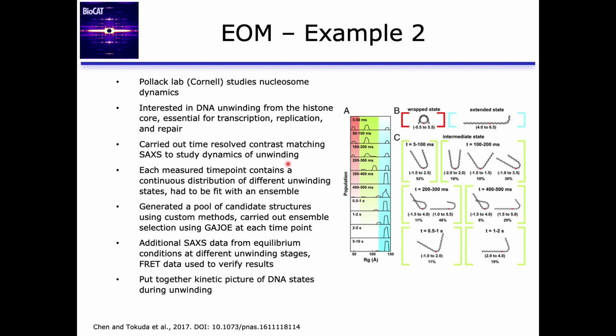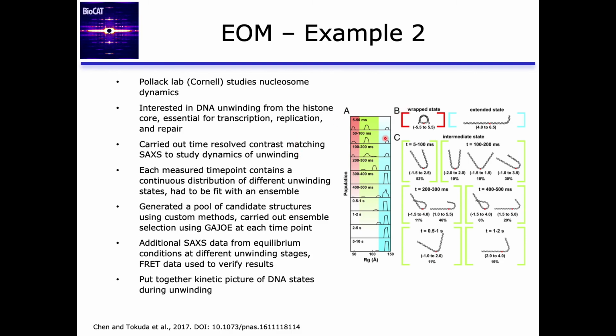They measured a range of time points, which you can see in this figure A here, and each measured time point contains essentially a continuous distribution of different unwinding states. So they had to fit each state using EOM to figure out what was going on in solution. This was a challenging system. They weren't able to generate candidate structures using RANCH, so they used custom methods. And then they carried out the ensemble selection using GAJOE at each time point.